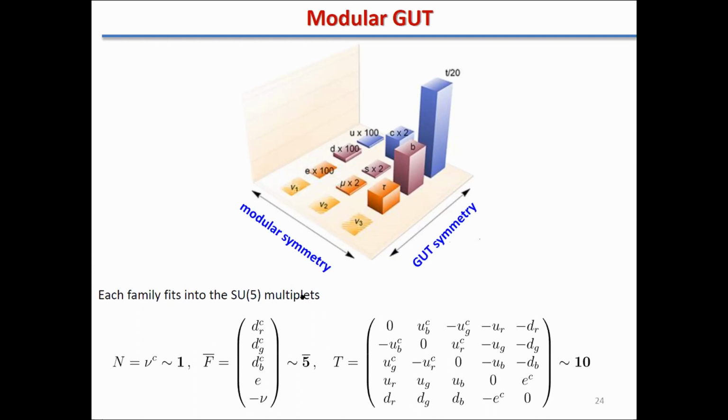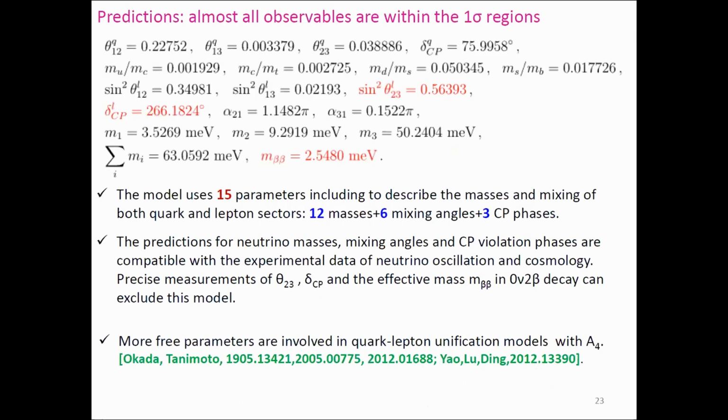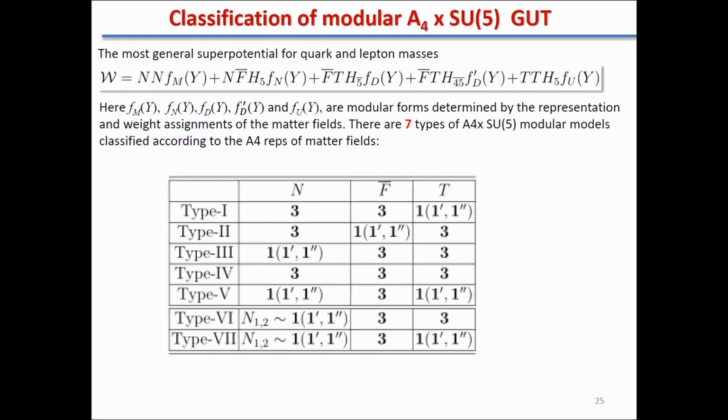To explain the neutrino mass, we generate the neutrino mass by seesaw, so we include an SU(5) singlet, the right-handed neutrino. All the 15 fields plus 1 right-handed neutrino within each generation are unified into 3 SU(5) multiplets. And we can classify all the possible modular A4 SU(5) models.